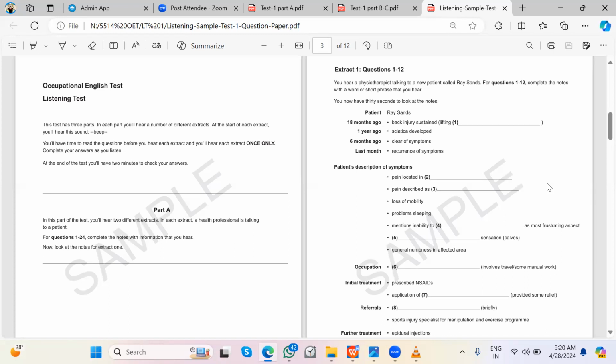Part A. In this part of the test, you'll hear 2 different extracts. In each extract, a health professional is talking to a patient. For questions 1 to 24, complete the notes with information you hear. Now look at the notes for extract 1. Extract 1, questions 1 to 12. You hear a physiotherapist talking to a new patient called Ray Sands. For questions 1 to 12, complete the notes with a word or short phrase. You now have 30 seconds to look at the notes.